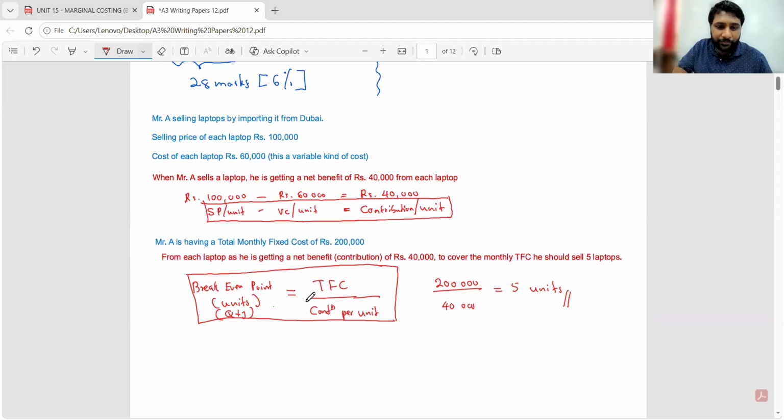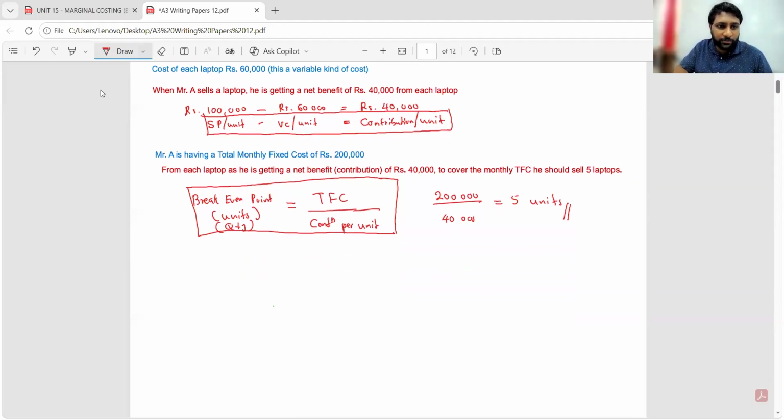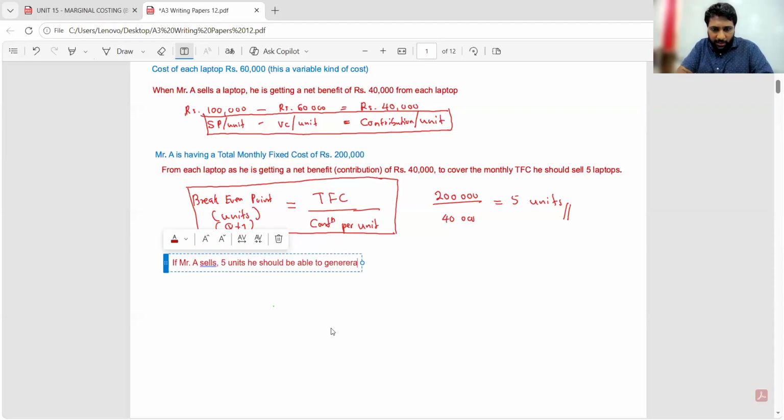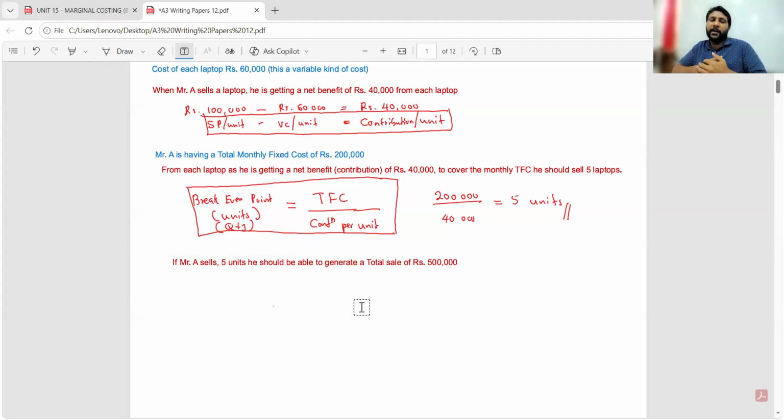So now we'll write that note. If Mr. A sells 5 units, he should be able to generate a total sale of rupees 500,000.